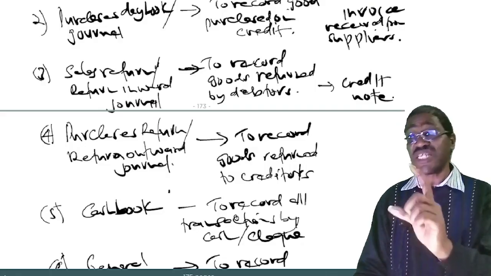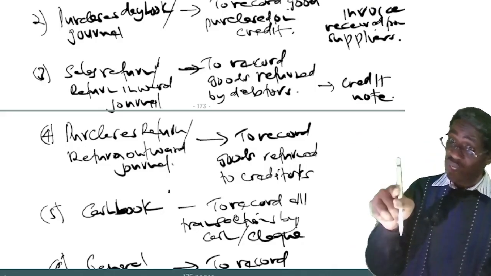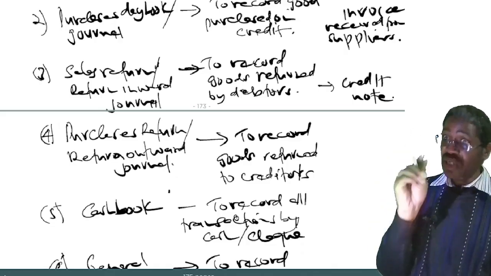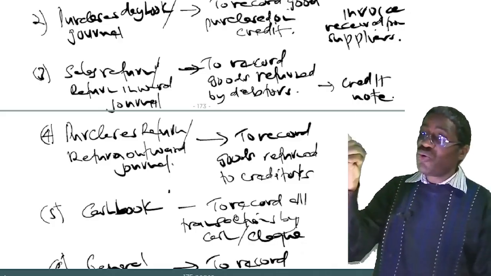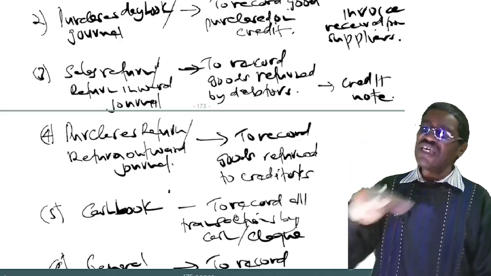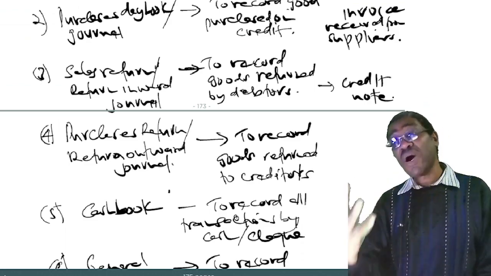You gave a credit note to your customer. When he returns goods, don't forget, when you sold to him, you debited his account to charge him. Now that he's returning some goods, you will give him a credit note telling him that you are going to reduce or to credit his account by the amount he's returning.